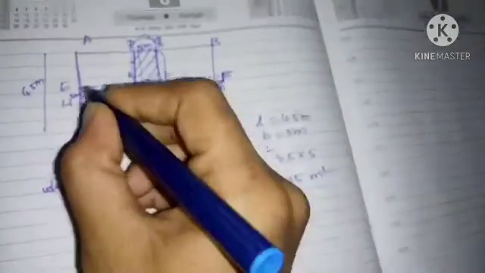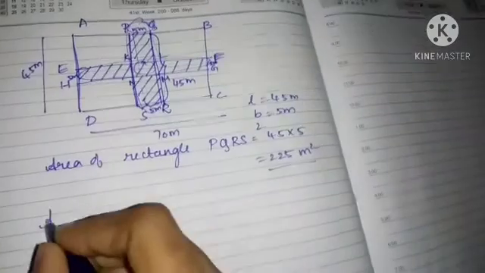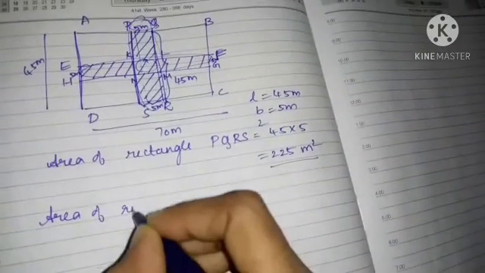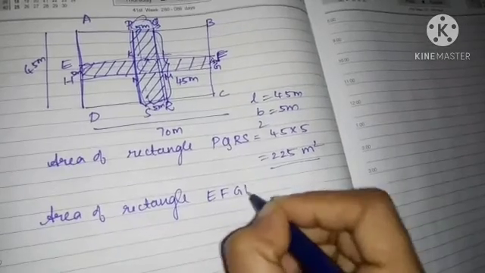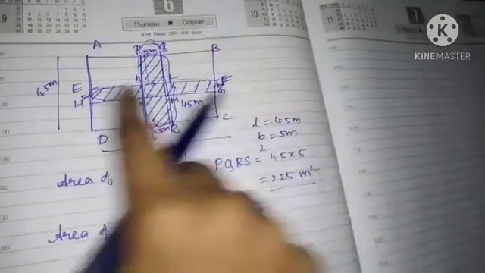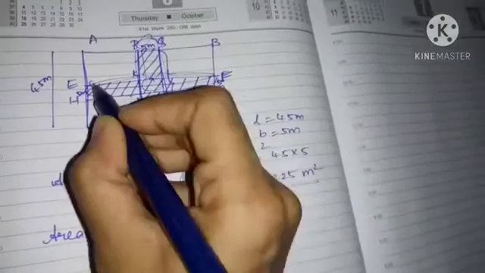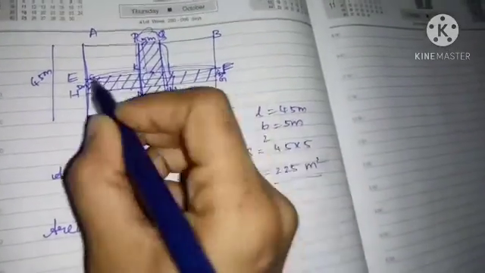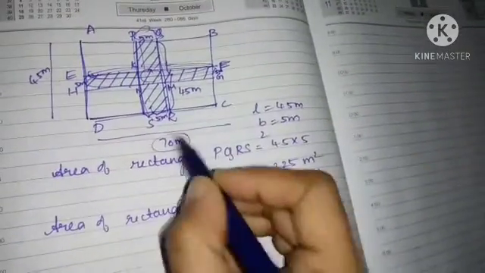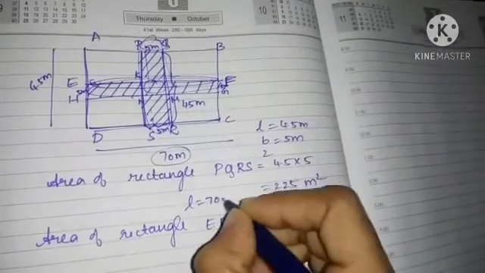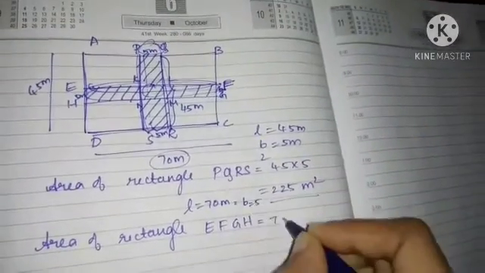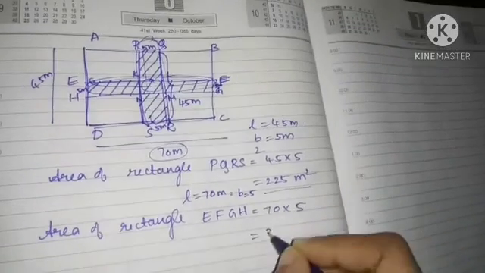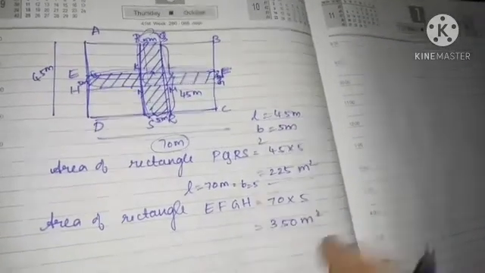Next I am going to find this area. Area of rectangle EFGH. Here what is the length? This is your length, correct? This is equal to this one. This is equal to this one. What is length? 70. Length is 70 meter. Breadth is 5 meter. 70 into 5. 7 5s are 35. 350 meter square.